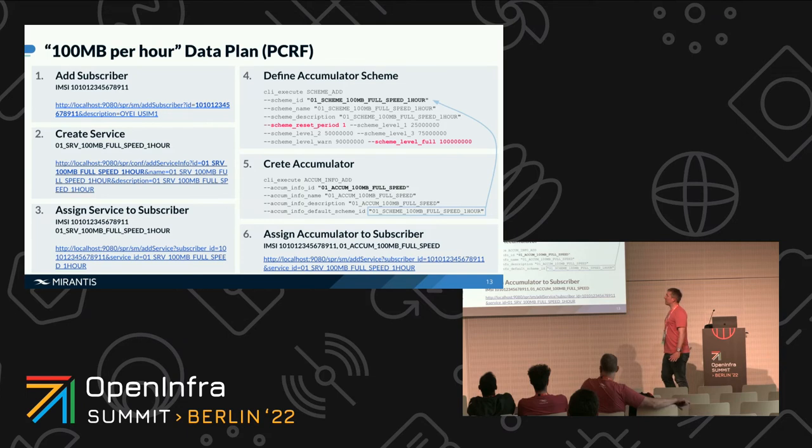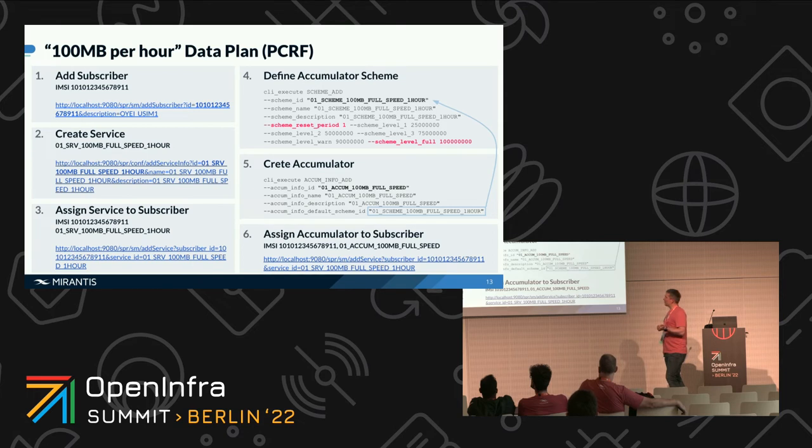We've got a 100 megabytes per hour data plan defined in PCRF. And in 8 basic steps, I'll show you how to configure this data plan. When the user connects to the Magma SSID, the usage reporting starts. If the entire 100 megabytes is consumed, the user gets automatically disconnected. But after 1 hour, the accumulator, which accumulates the data usage, is reset. And the subscriber can again access the network.